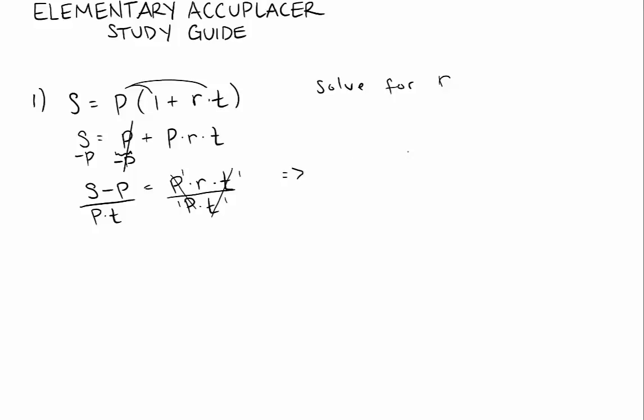I have r on one side, and I'll write it out like I have it. I like having my variable, the one that I'm solving for, on the left, but I'll write it out the way we're solving for it. I have s minus p divided by p times t is equal to, and now we just have r by itself. And so that's the answer. And again, I like having my variable that I'm looking for on the left. So I'm going to write it as r equals s minus p over p times t. And either way, these are both correct.